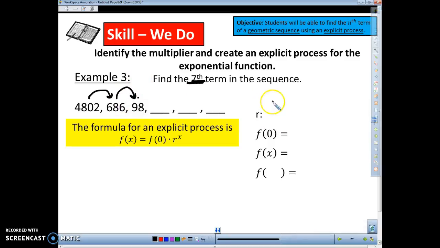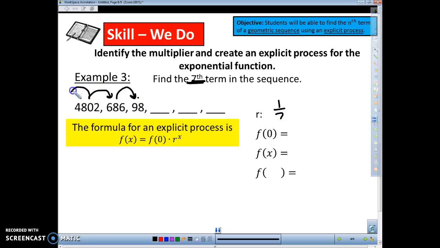Here R is kind of tricky, so what I'm going to do is take 686 and divide by 98. Remember, this is how we can find our R value as well. So 686 divided by 98, and that is equal to 7. Okay, so that means we're dividing by 7, decreasing by 7. So the R value, sorry, it's not 7. It is 1 over 7, since we're dividing by 7.